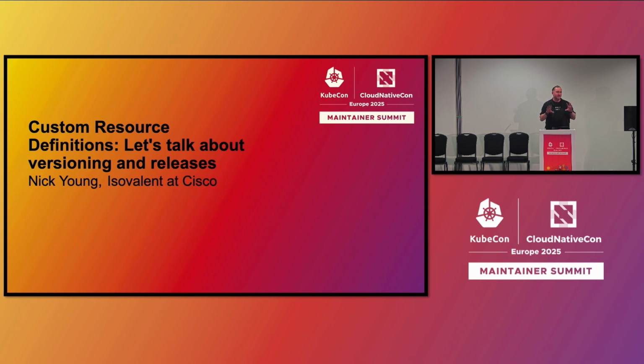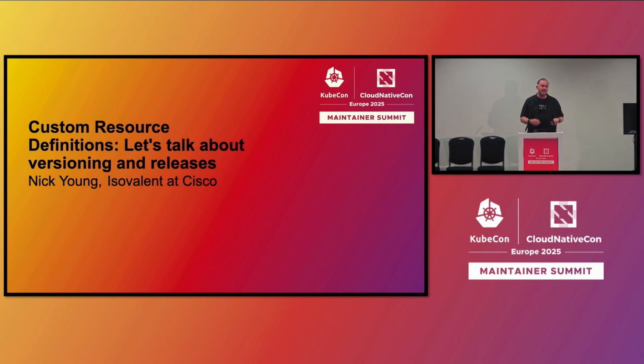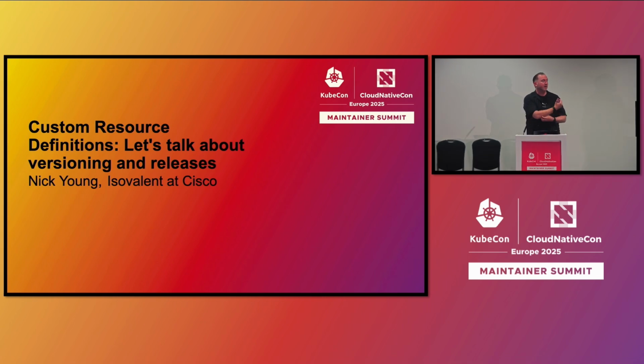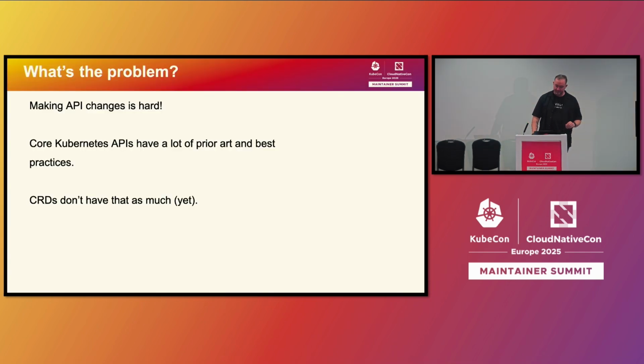I wanted to make sure that this is accessible, because it's a maintainer summit now, not just a contributor summit. So I'm going to run through some stuff about making changes and how to do that safely, because that'll help with explaining why some of the versioning stuff is harder than it might seem. To get started, making API changes is hard, and the core Kubernetes APIs have a lot of best practices around making API changes and how to roll these out safely, but CRDs don't have as much yet, being the operative word here.